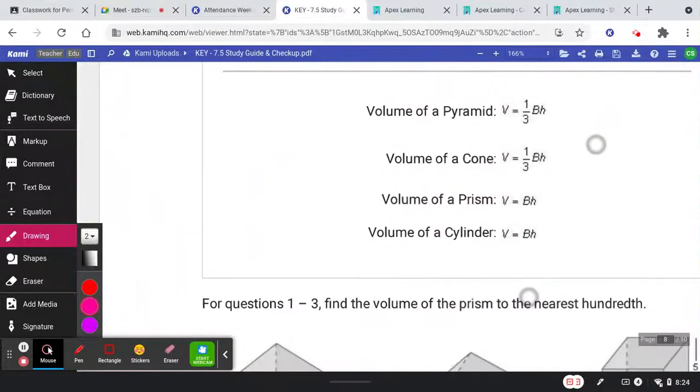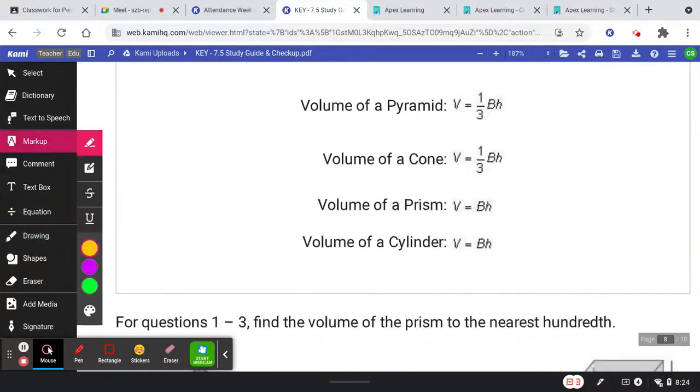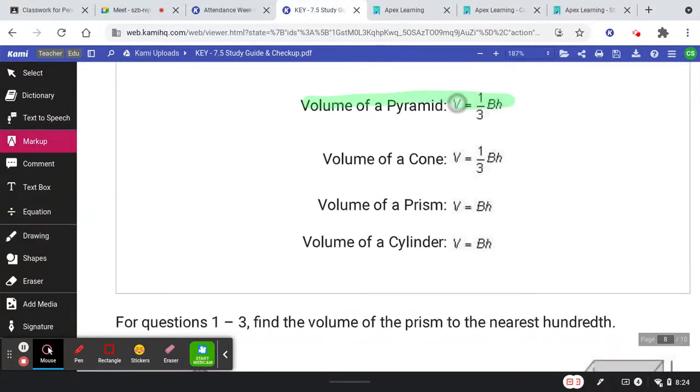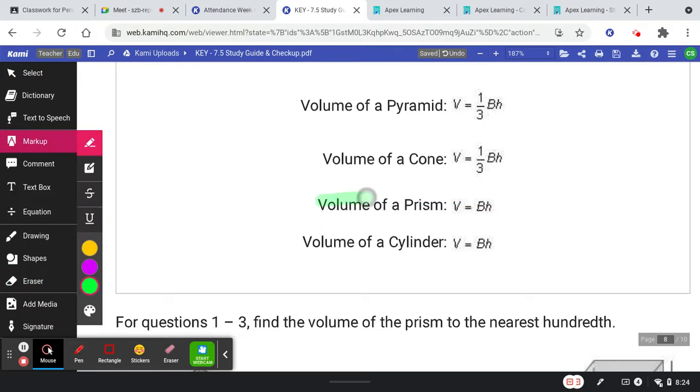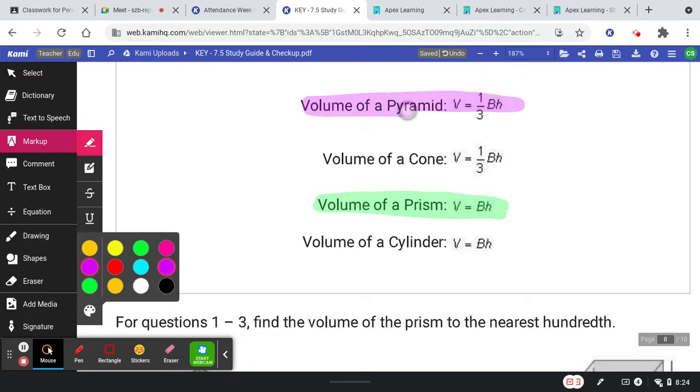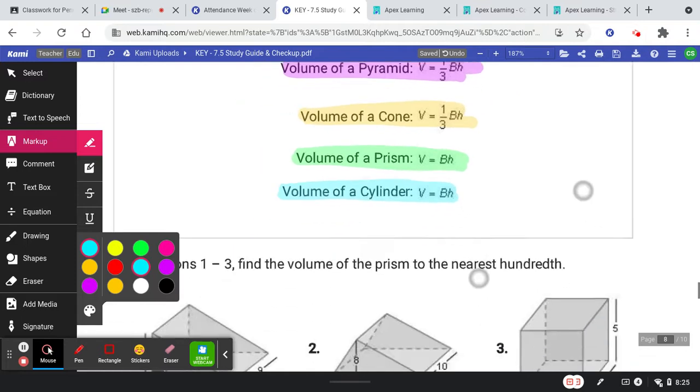Okay, notice that they give us all of these. I need you to get out your 4 different color highlighters. We're going to do some examples. Oh, notice how they switched them up on me here. My green was the prism. Purple for pyramid. Yellow for cone. And blue for cylinder. So it doesn't matter which colors you choose, but go ahead and highlight in 4 different colors if you can. And let's go look at the examples of when we're going to use what.